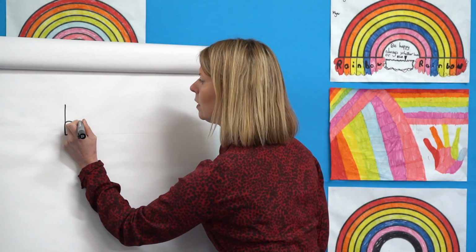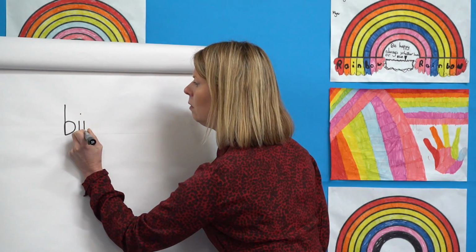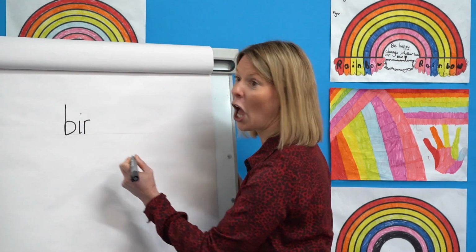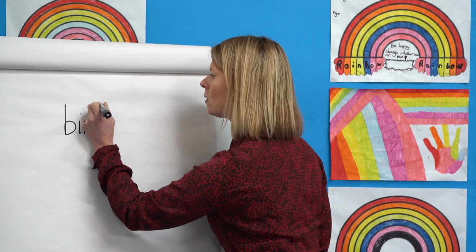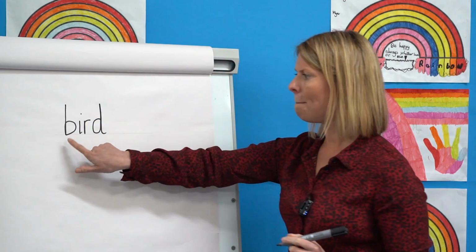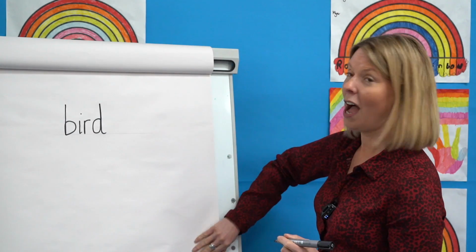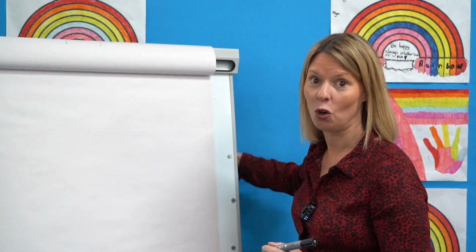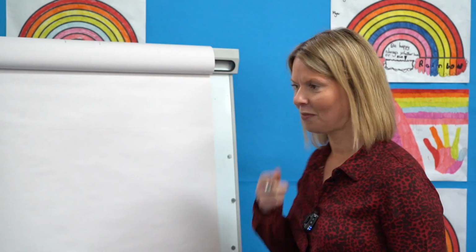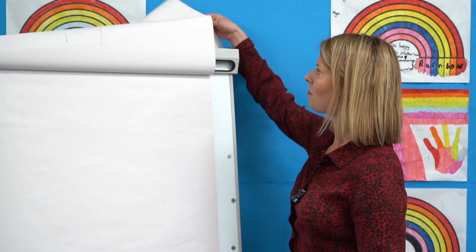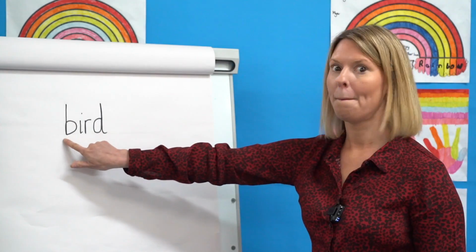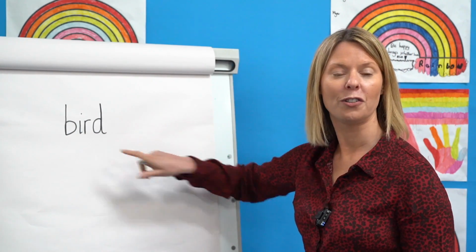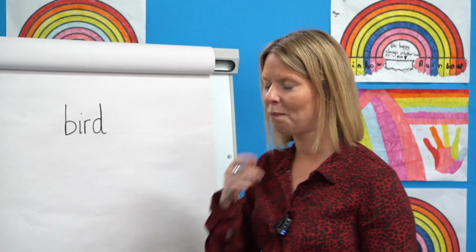B. D. B. Bird. Bird. I'm hiding. That means it's your turn to have a go. Write it down. Don't forget the digraph er. Let's check our spelling. B-er-d, bird. Did you get it right? Great job.